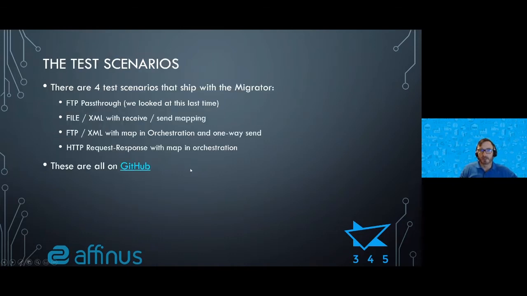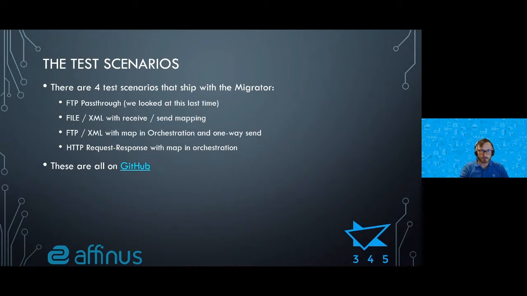So if we look at the test scenarios, one of the purposes of shipping test scenarios with the BizTalk Migrator, as far as we can tell, is that it's almost like the Pareto principle, isn't it? You've got to cover the most important scenarios, and so with 20% of the coverage of BizTalk, you can get maybe 80% of the solutions done.